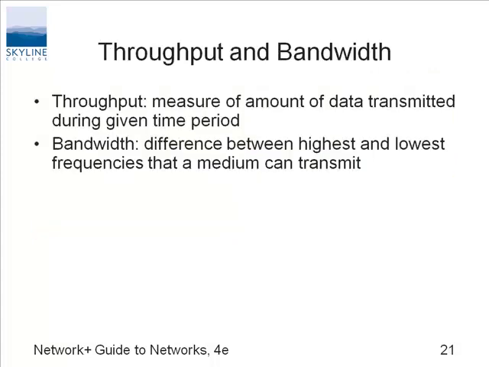Throughput and bandwidth. Throughput is the amount of data transmitted during a given time. A lot of times we call that bandwidth. What we're really talking about is throughput: how much data is actually getting through? Bandwidth is the difference between the highest and lowest frequencies a medium can transmit. Typically bandwidth is the capacity that we're going to use. How big is the pipe, and the throughput? How much can you put through the pipe?